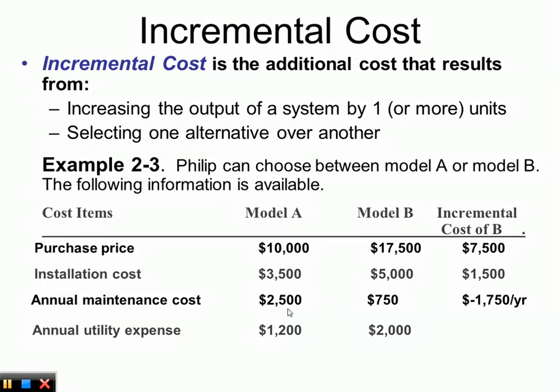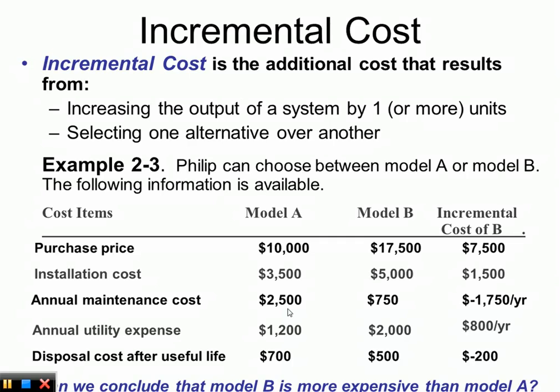And then we have annual utility expense. Notice Model A, it's $1,200. For Model B, it's 2,000. So 2,000 minus 1,200, we're going to get $800 as incremental cost of B. Disposal cost after useful life. For Model A, it's 700. For Model B, it's 500. 500 minus 700, we get a negative 200, which represents savings.